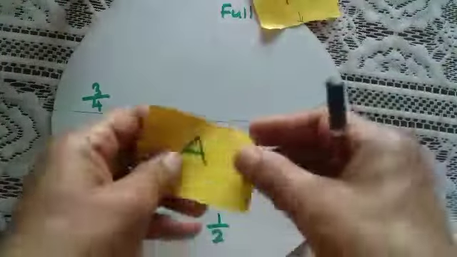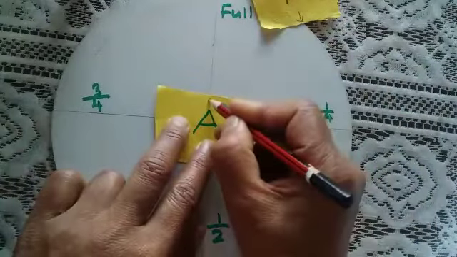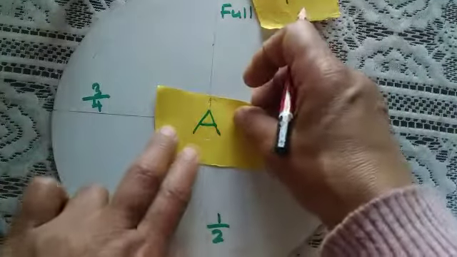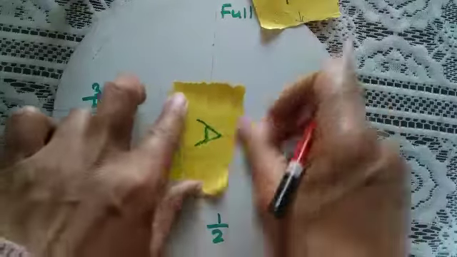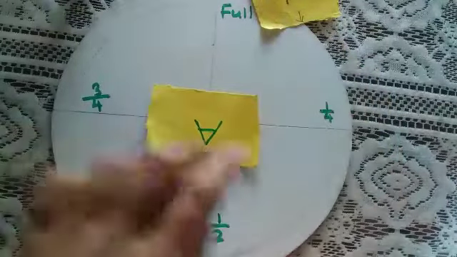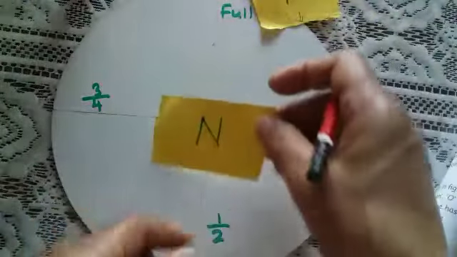So then take A. For A, put an arrow. Then how do you change it? Change it upside down. See, does it look the same? No, it doesn't look the same. So it is wrong.